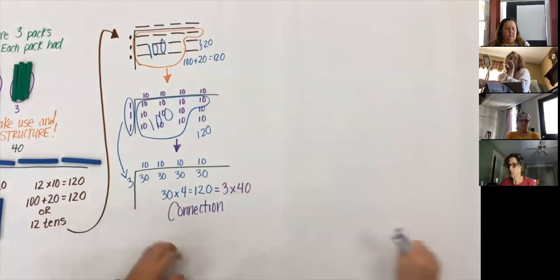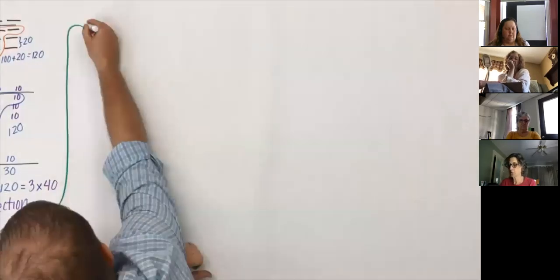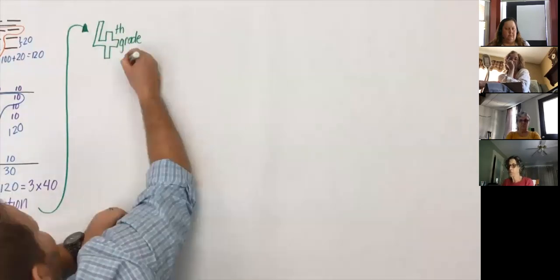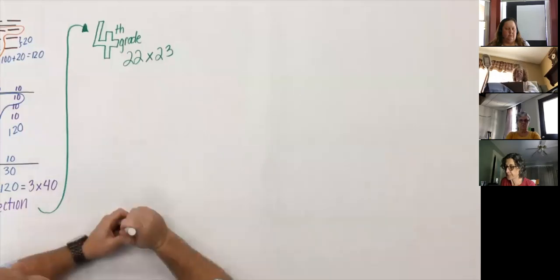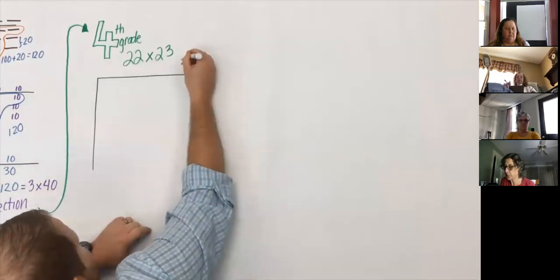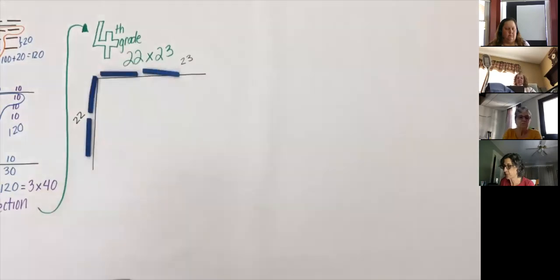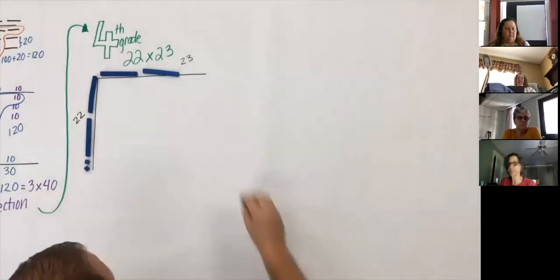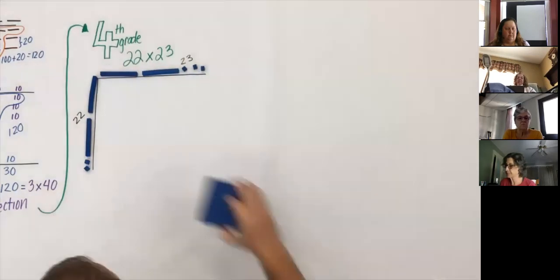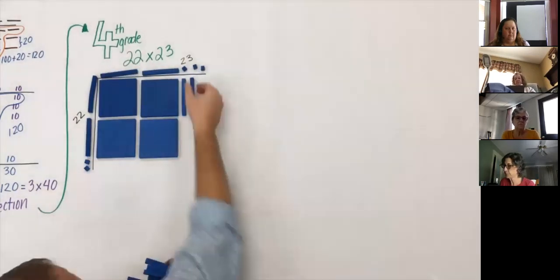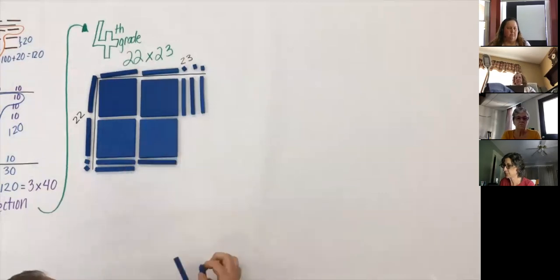The connections are being made all around because students are exploring. In 4th grade, students are expected to multiply 2-digit by 2-digit numbers. So what does this look like with a concrete model? Well, it kind of looks the same, really. So we have 23 across the top and 22 down the side. 10 times 10 is 100, and that's where those 100 plates come into play.